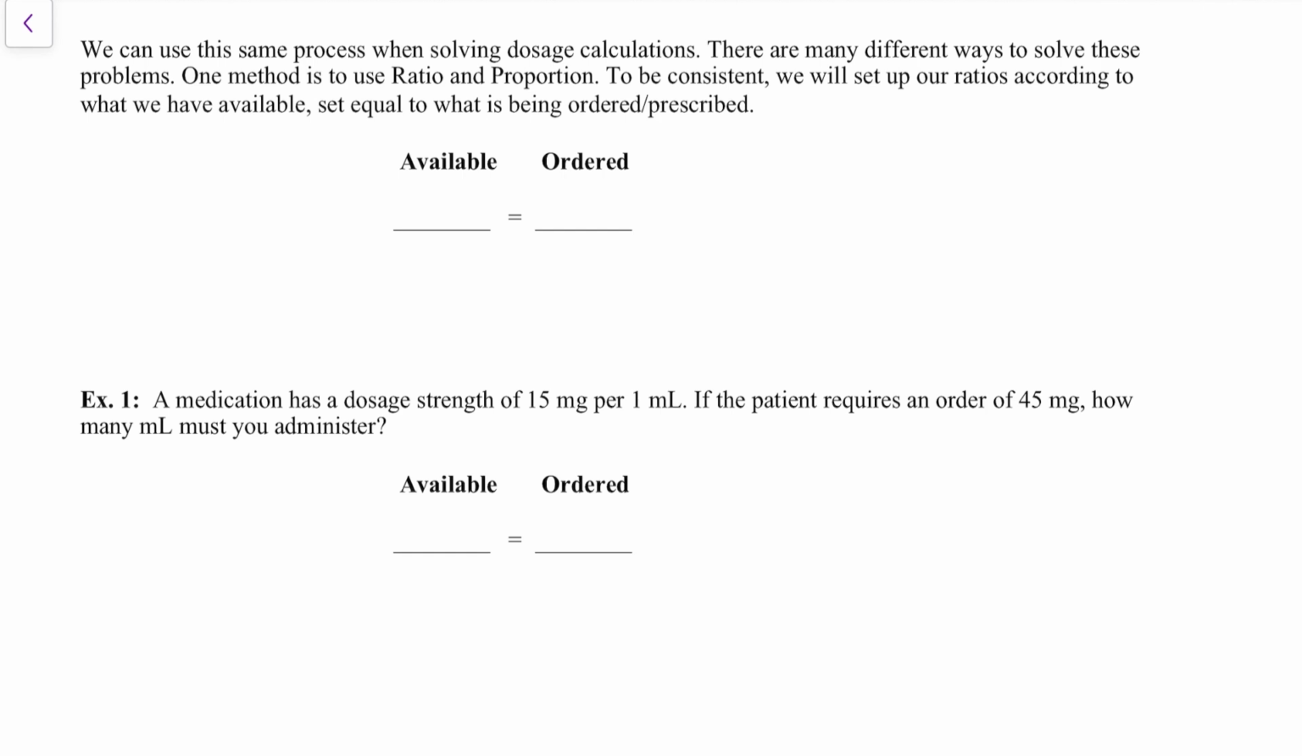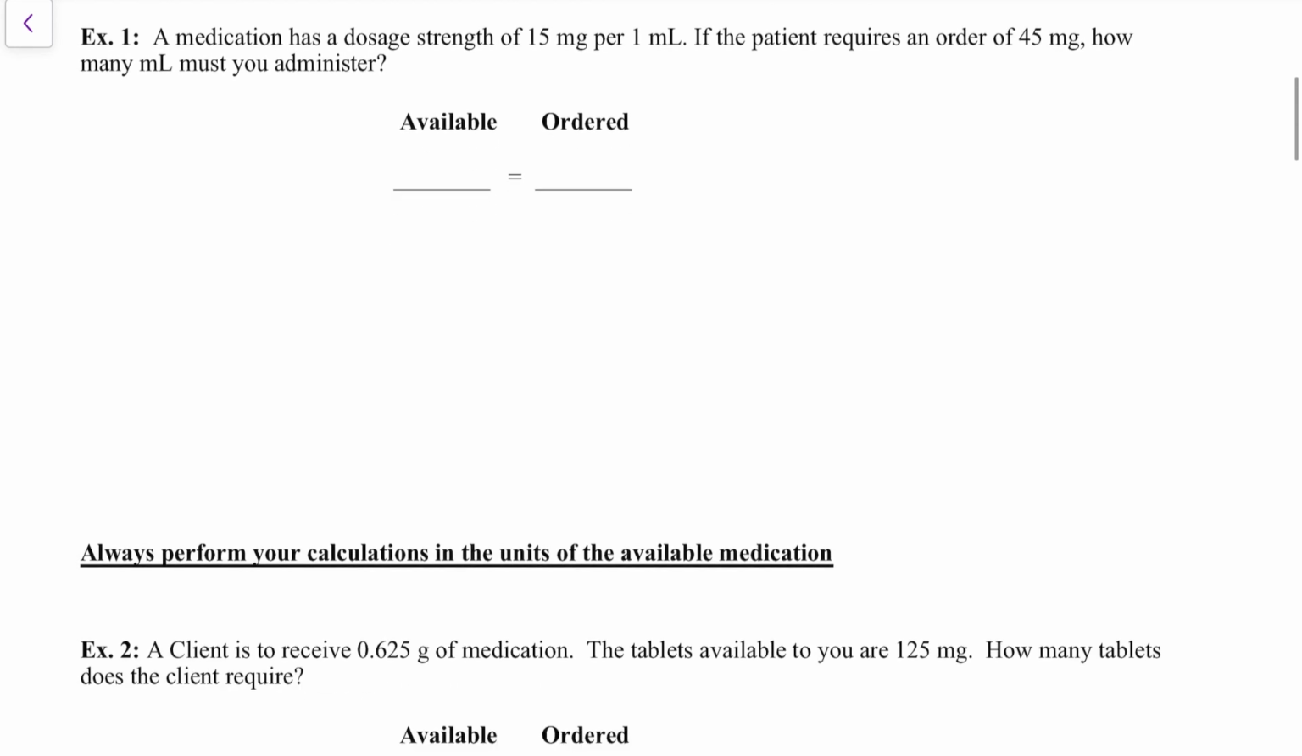Okay, so let's take a look at this first question. A medication has a dosage strength of 15 milligrams per 1 milliliter. Think of that like how much caffeine in a cup of coffee. If the patient requires an order of 45 milligrams, how many milliliters must you administer?